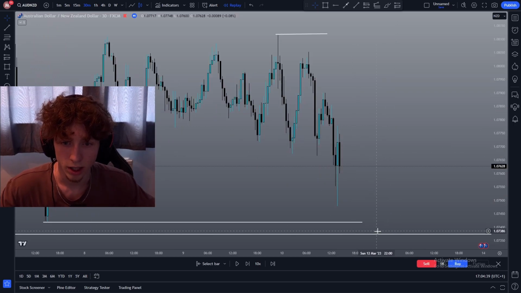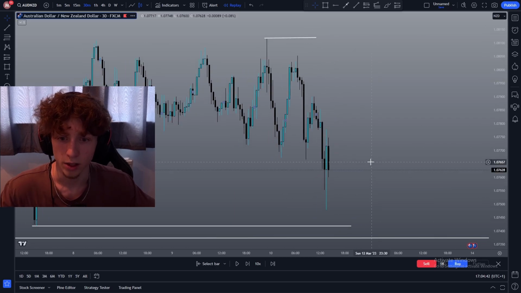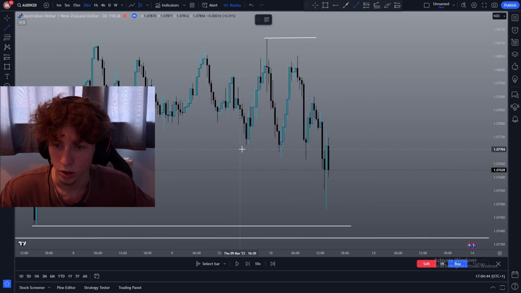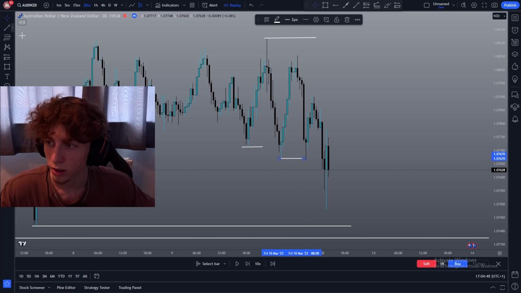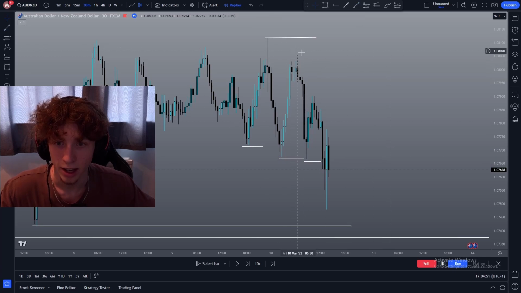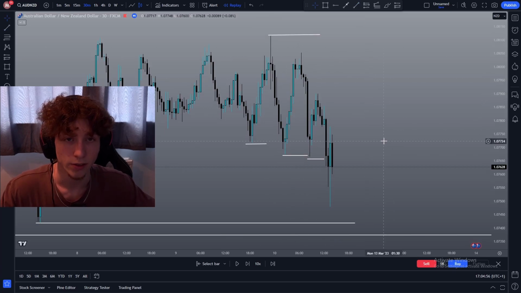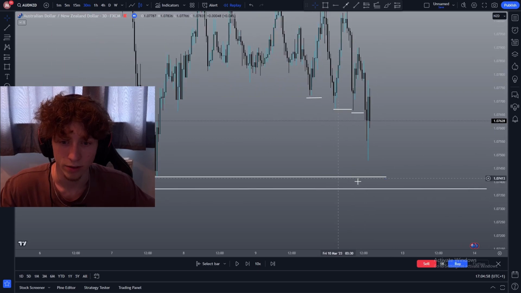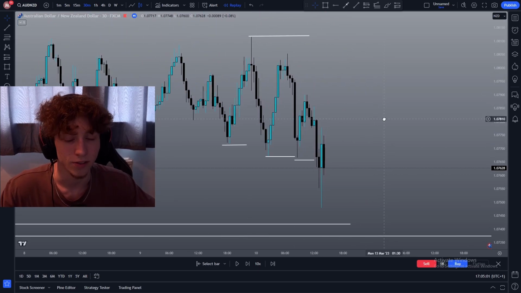Now, whilst we're still yet to break either of these highs or lows, I would definitely be more inclined towards sells right now, just because we broke this low, then we broke this low, created a new one, and broke it again. And we are not breaking any highs right now. So I'd definitely consider sells in this situation. However, a break of these lows would be very nice and would definitely confirm direction for me.